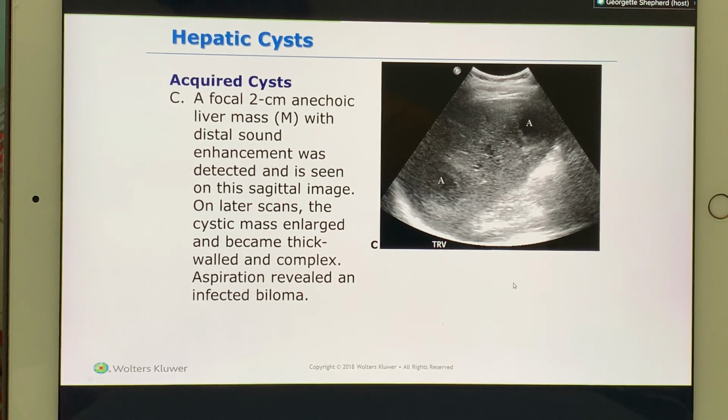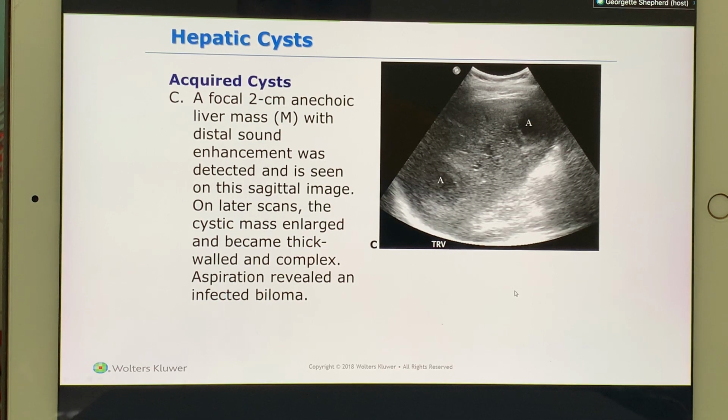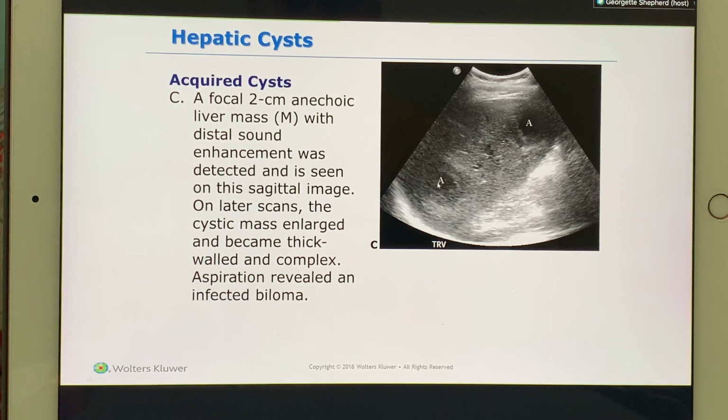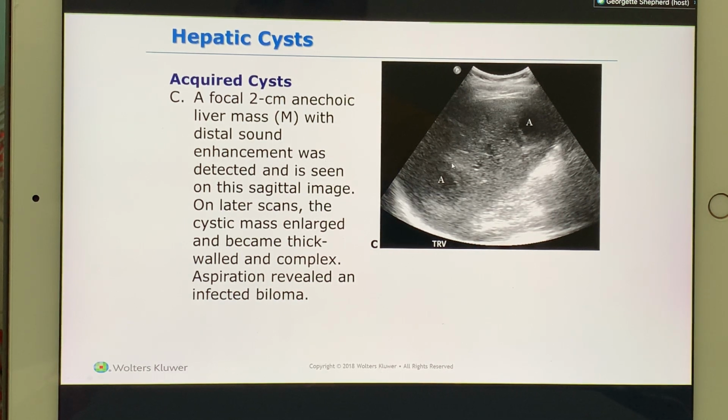Acquired, you have an anechoic liver mass. You have enhancement that you see behind it. It appears to be like a bullseye. So they go in and they do a biopsy, and you can see that it's more anechoic at its core. It has a rim around it, and it's hypoechoic compared to the other structures, and they did an aspiration, and it ended up being a bilioma.